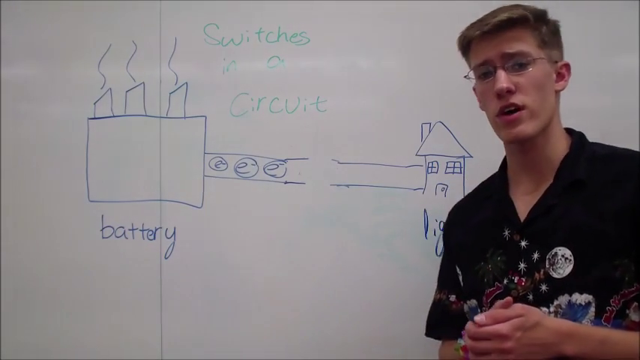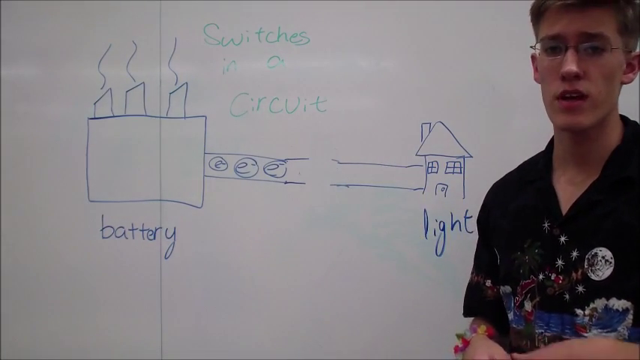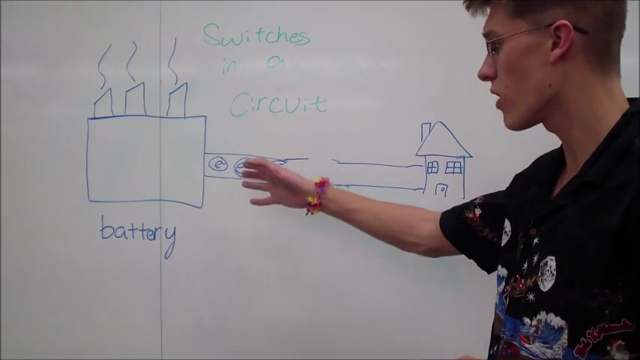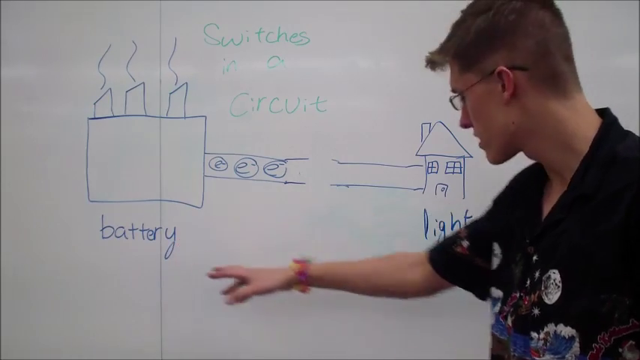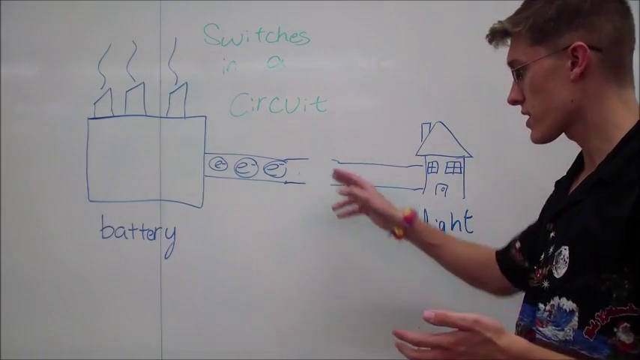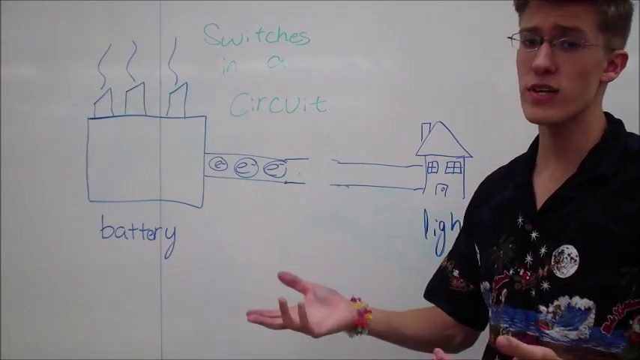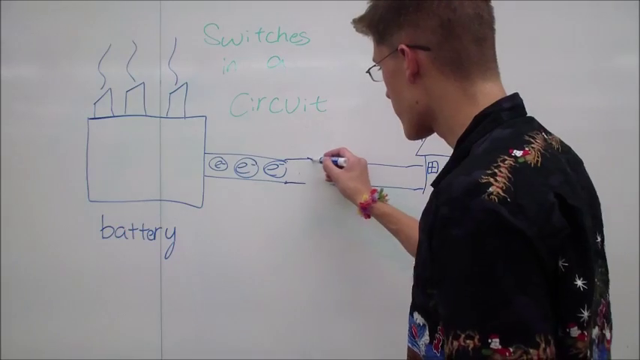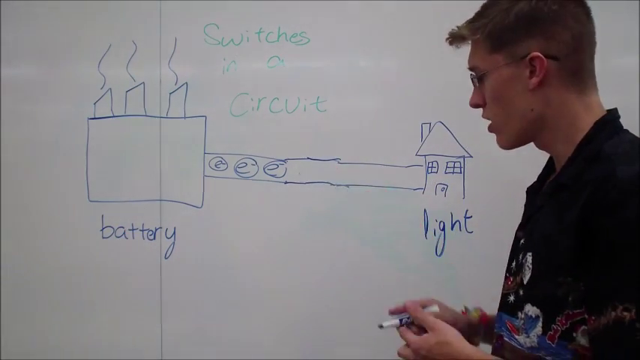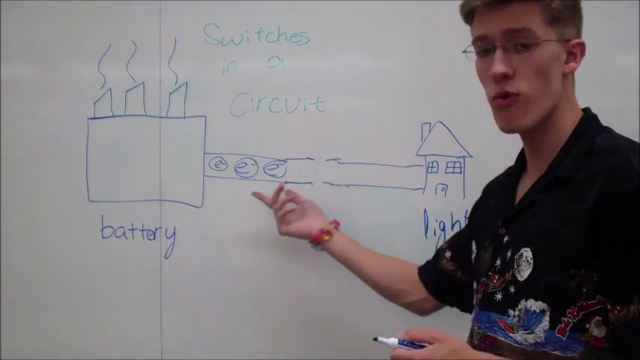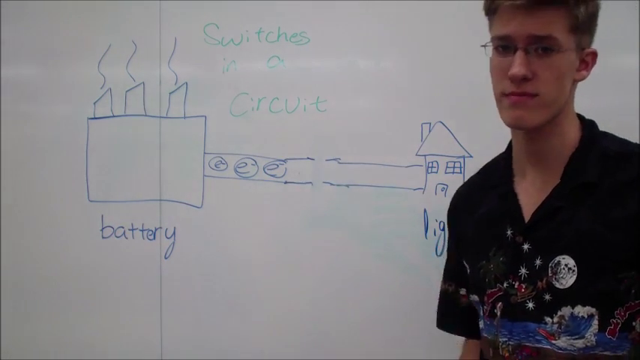For our second lesson, we'll talk about switches in a circuit. A switch is a very powerful tool. It allows us to control the flow of power from our battery to our light. We don't want our lights on all the time, so we have to be able to cut off this path. The switch enables us to do this by allowing us to either complete the circuit as such, or to break the circuit so that power can no longer flow through the wire and turn on our lights.